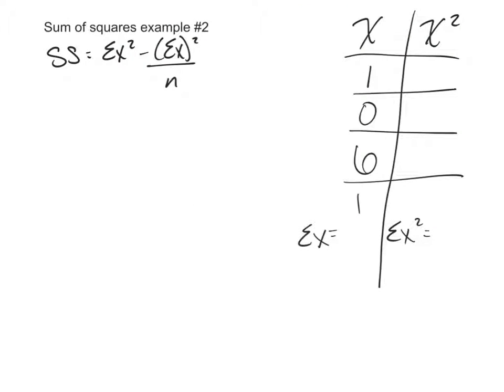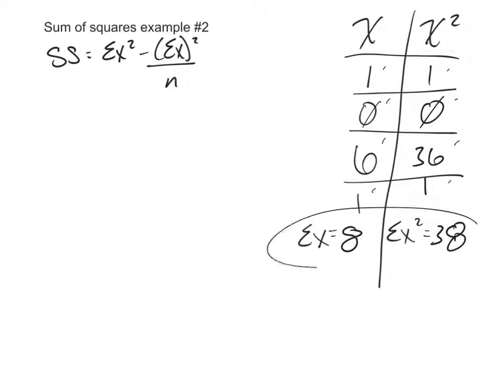Okay, this next problem is quite similar. We have our raw scores of 1, 0, 6, and 1. We square each one of those raw numbers, and we get 1, 0, 36, and 1. Once we sum up all the x's, we add up 1 and 0 and 6 and 1. We get sum of x of 8 and sum of x squared of, so add up 1 and 0, 36, and 1. So we get 38.